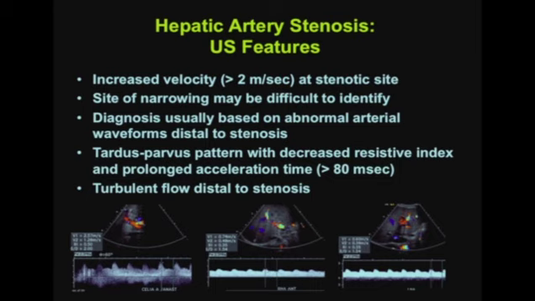Ultrasound features include an increased velocity, generally greater than 2 meters per second, at the stenotic site, although, as I've mentioned, the site of narrowing may be difficult to identify. And for that reason, you may often end up relying more on abnormal arterial waveforms distal to the stenosis. And as you've seen already in the kidney transplants, we will often encounter a tardus parvus waveform with a decreased resistive index and a prolonged acceleration time distal to an arterial stenosis with turbulent flow distally as well.